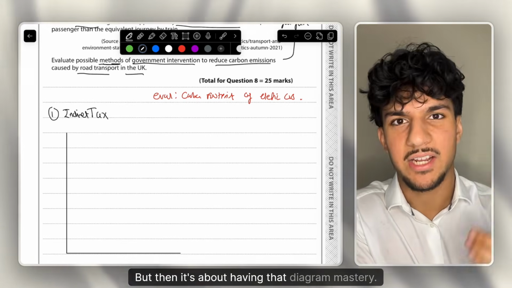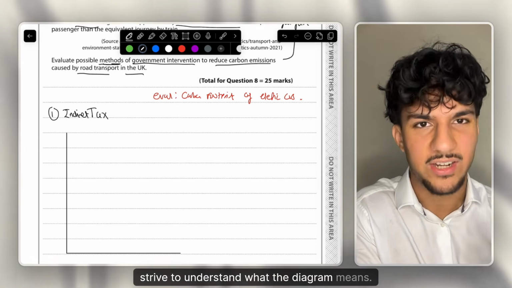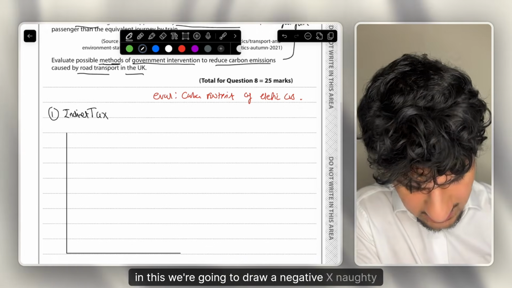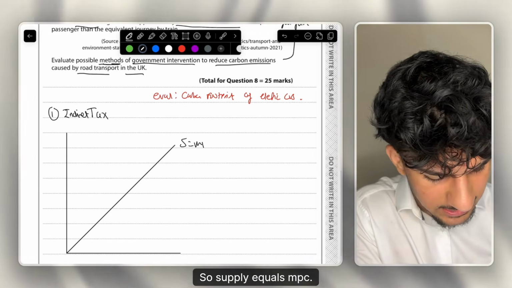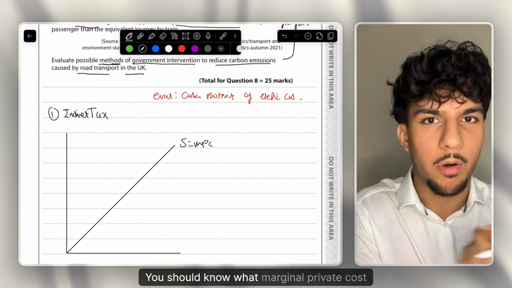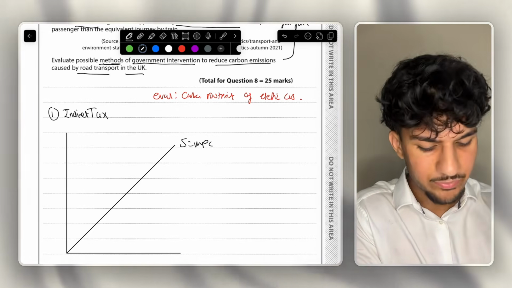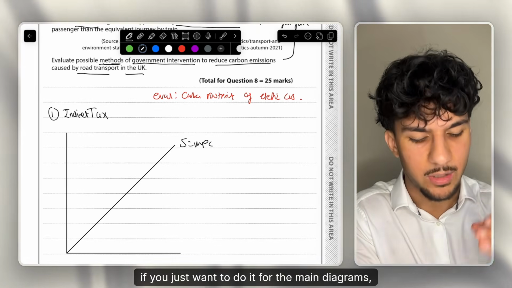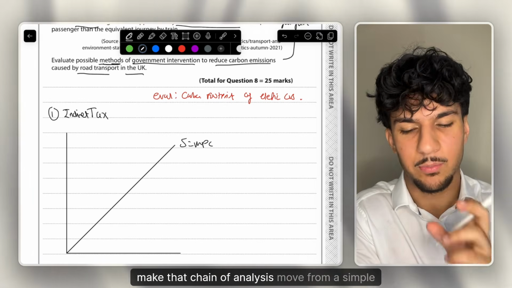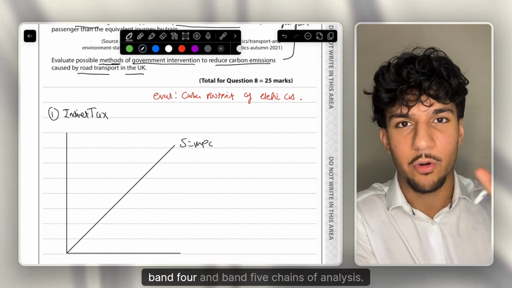But then it's about having that diagram mastery. This is where in your revision, you need to really strive to understand what the diagram means. You should know every little bit of the diagram. For example, in this, we're going to draw a negative externality diagram. Supply equals MPC. You shouldn't just learn the diagram just knowing that supply equals MPC. You should know what marginal private cost actually means and the backstory almost behind it. If you just want to do it for the main diagrams, just learning what these things actually mean is going to boost your grade, and it's going to make that chain of analysis move from a simple band 2, band 3 chain of analysis to that top level band 4 and band 5 chains of analysis.